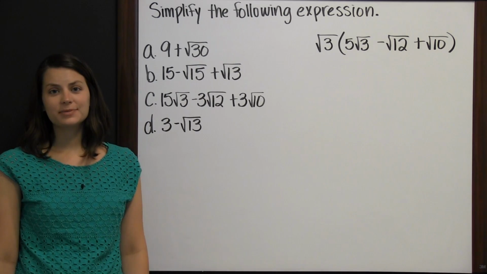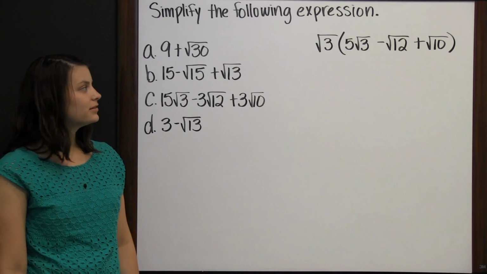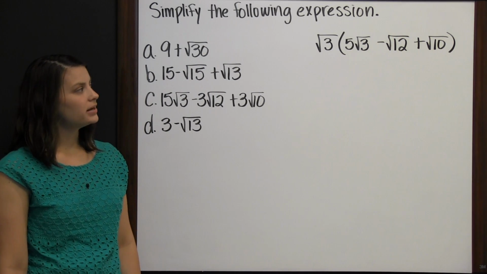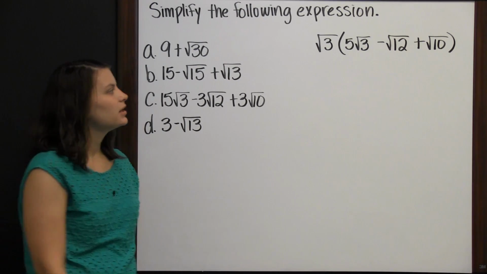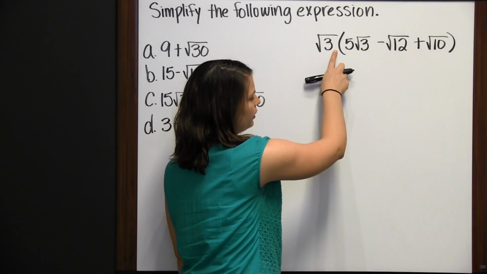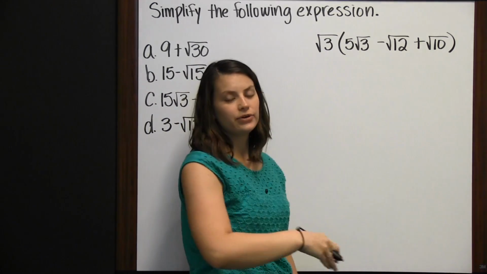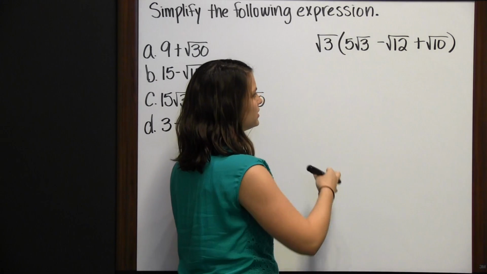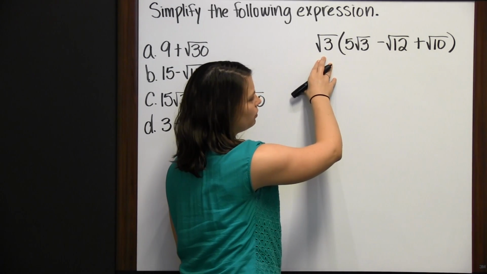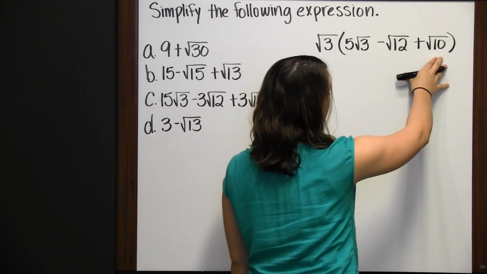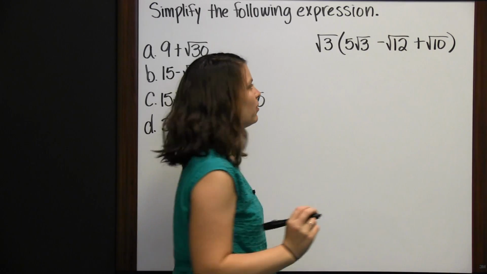Simplify the following expression. The square root of 3 times the quantity 5 square roots of 3 minus the square root of 12 plus the square root of 10. Since there is no operator between the square root of 3 and the parentheses, like no addition sign or subtraction sign or division sign, it's understood to be multiplication. So I'm multiplying the square root of 3 times all of these terms inside my parentheses, which means we're going to use the distributive property.